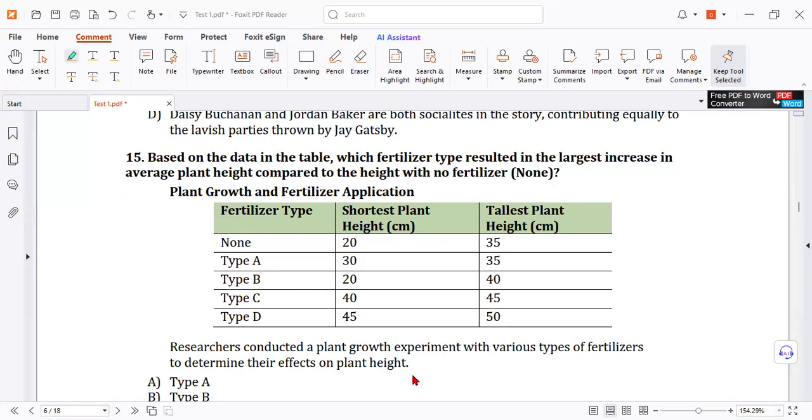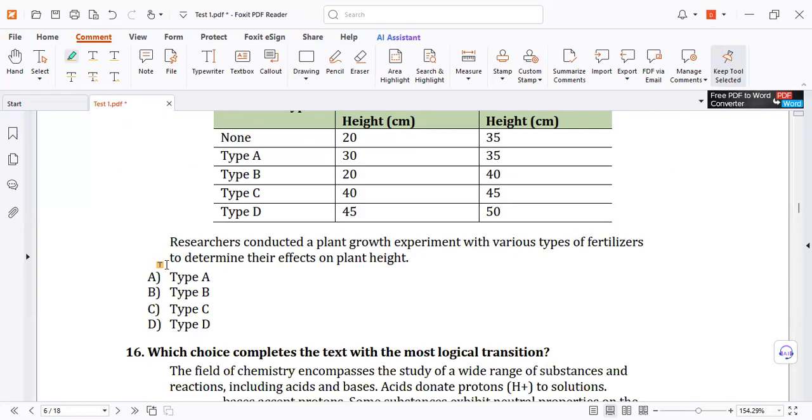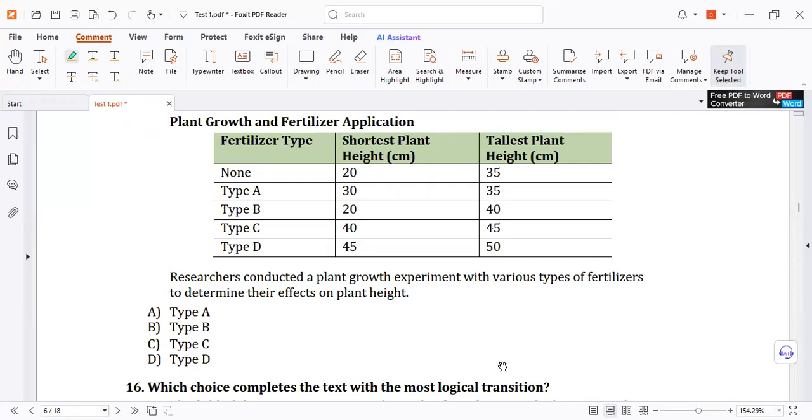Is it letter D? Letter B, let's accept it. And keep the rest for your homework.